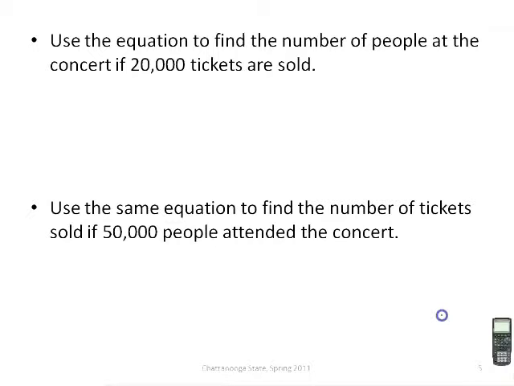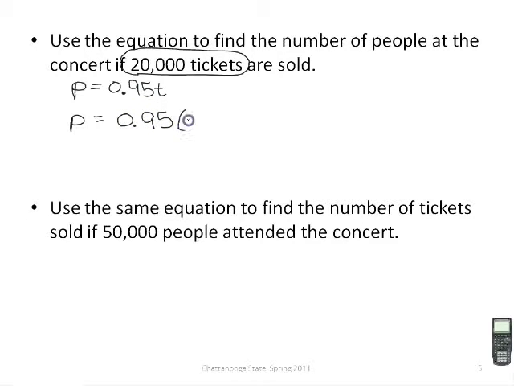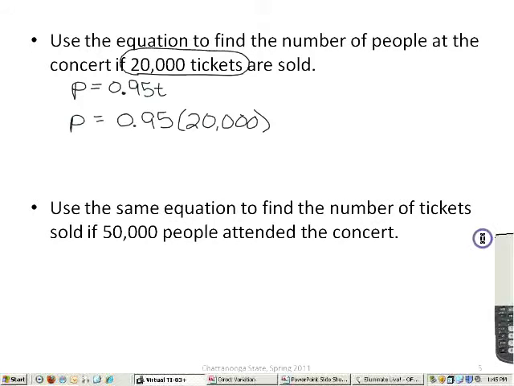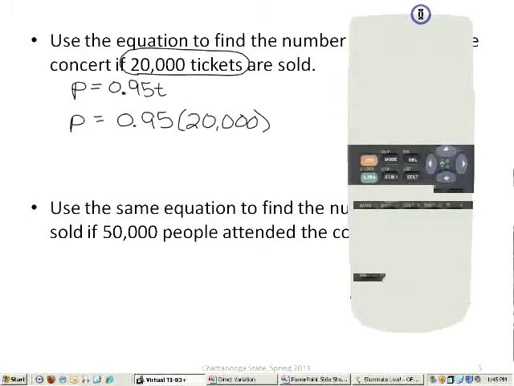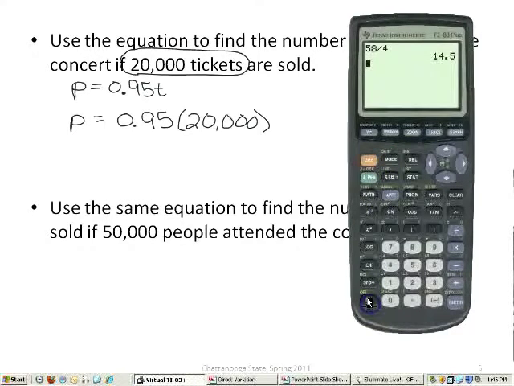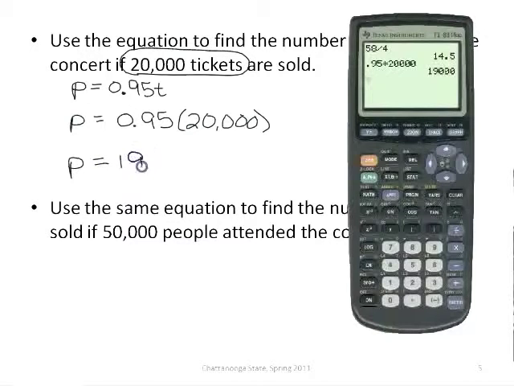Use the equation to find the number of people at the concert if 20,000 tickets are sold. So here's my equation. P equals 0.95 T. This time I know that I want to use 20,000 for the number of tickets. So P would equal 0.95 times 20,000. So I'm going to take my calculator out and get it larger here. Turn it on and multiply 0.95 times 20,000. That tells us that there would be 19,000 people at that concert.